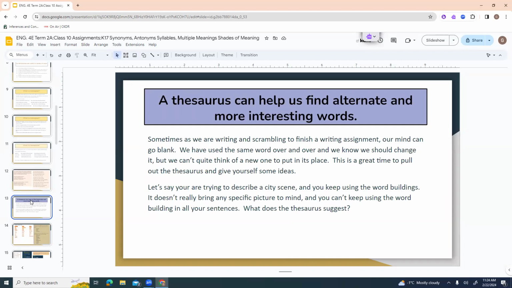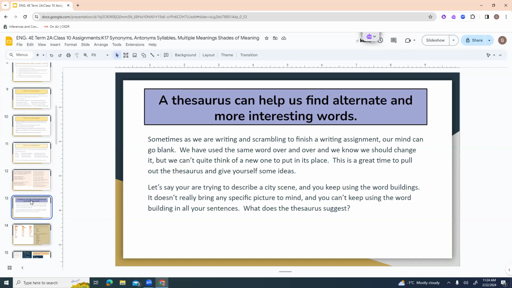A thesaurus can help us find alternate and more interesting words. And writers especially use them all the time because sometimes as we're writing or we're scrambling to finish a writing assignment, our mind can go blank, right? We're so busy, we've got so much going on up there. We've used the same word over and over, and we know we should change it, but we can't quite think of a new one to put in its place. This is the time where I usually drive my husband crazy and ask, hey, can you think of another word for? But instead of driving the people around us crazy, we can also use the handy tool called a thesaurus.